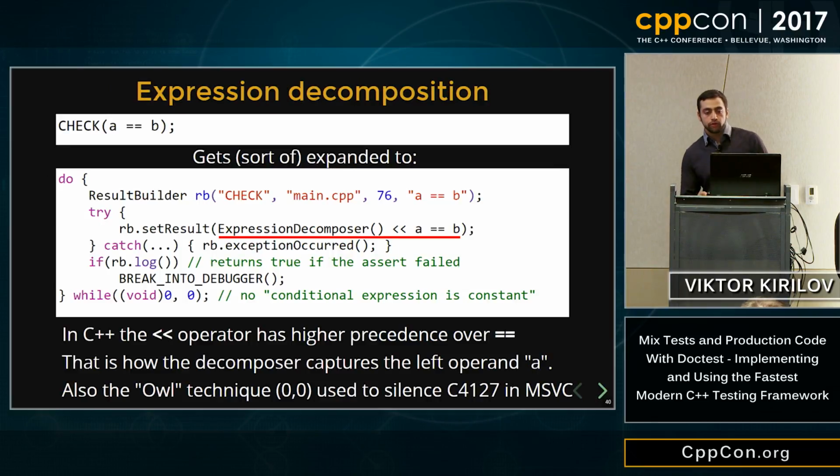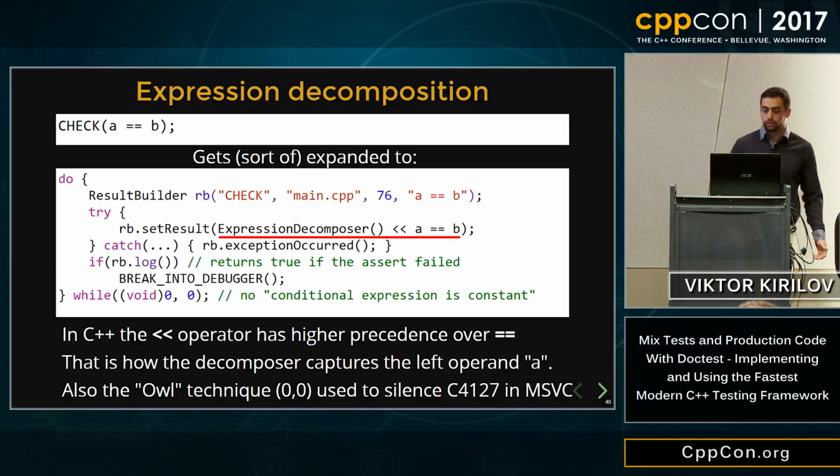So let's talk about the expression decomposition. In this case, the assert at the top expands to the following code on the bottom. First, everything is wrapped inside of a do-while loop, which loops only once because the condition is false. I've used the void of 0 trick to silence the "conditional expression is constant" warning for Visual Studio. Also, it is a common practice to wrap multi-statement macros inside of a do-while-false loop to make them a single statement, so they can be nicely used after if statements without blocks.